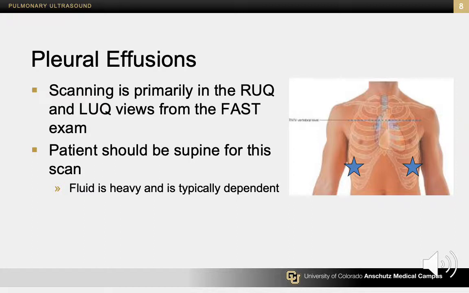Some patients with very large pleural effusions may not tolerate lying flat, so you may have to compromise and image them with some head of bed elevation. Somewhere around 30 degrees is typically enough to keep those patients comfortable while you're scanning them. But that gives you the best visualization of fluid at the bottom of the thoracic cavity.